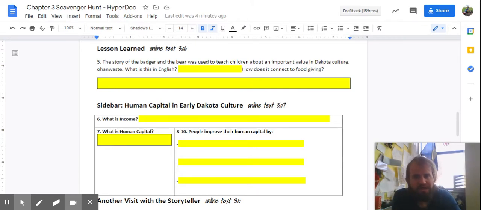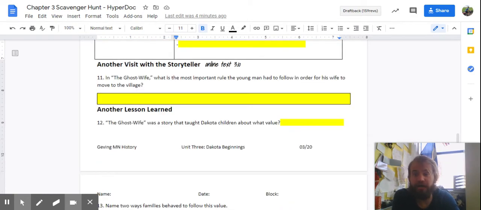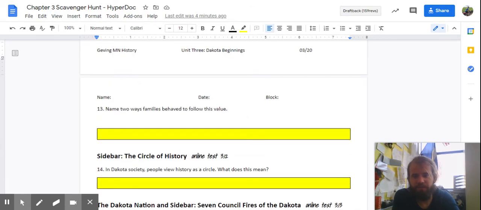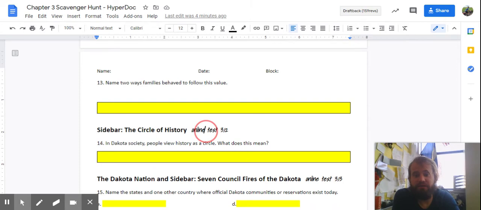When you get here, to get to this section, these 4 items, you're going to see that you'll have to scroll up on the online textbook page. We're going to check out the ghost wife, and we're going to hear a new story from the ghost wife and another value, one of those traits, something that's important for the Dakota culture. 2 ways that families follow this value. Another sidebar, here's your textbook page.